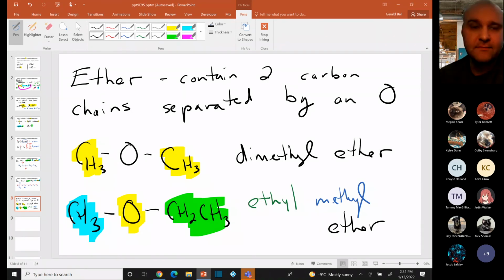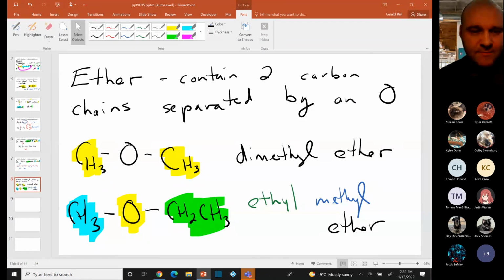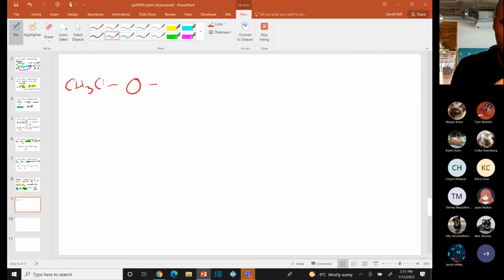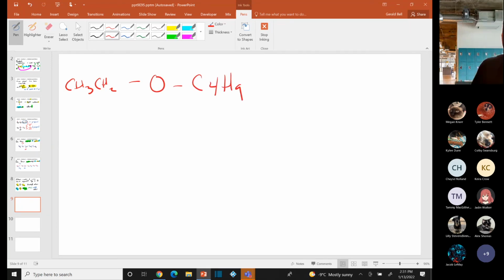Maybe we'll do one more here. Methyl ethyl ether. Alphabetical order. Maybe make a note to yourself: alpha order. What if we did this? Okay, so I didn't write out the full carbon chain there. I just squashed it together.